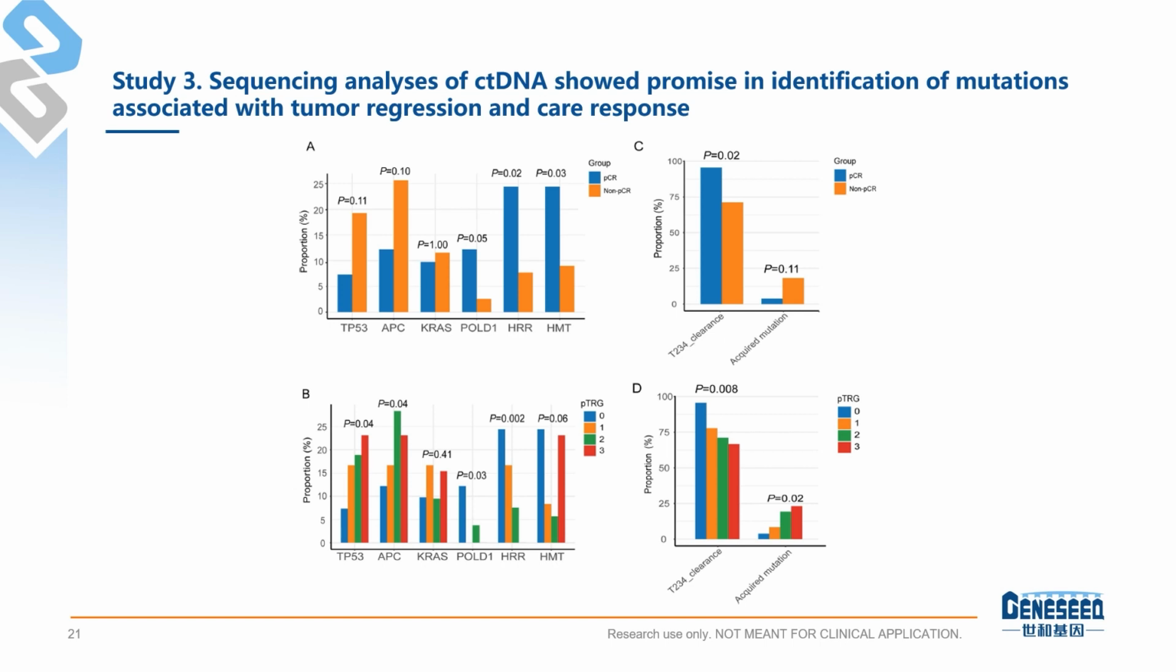Furthermore, after separating the groups based on their tumor regression grade, which was determined using MRI, we saw that there was a distinctive, significant upwards trend, or an increasing trend in proportion of mutations in the TP53 and the APC gene as tumor regression grade increases. And for the pathways, HRR and HMT, there was a decreasing trend in mutation proportion as TRG increased.